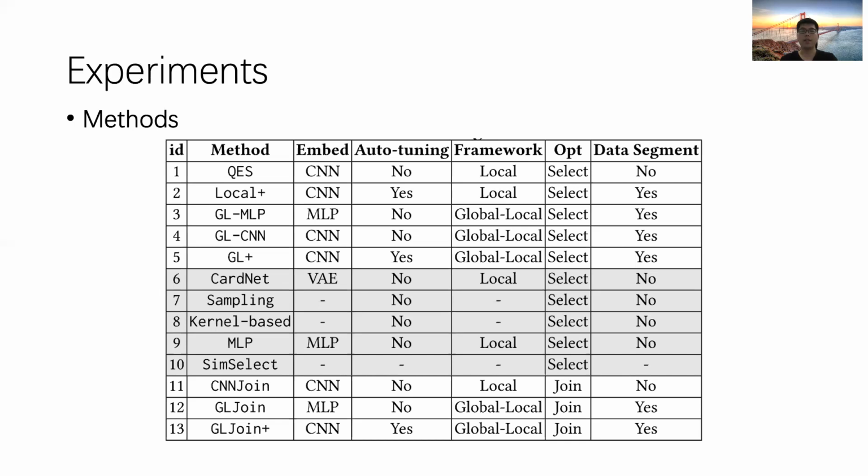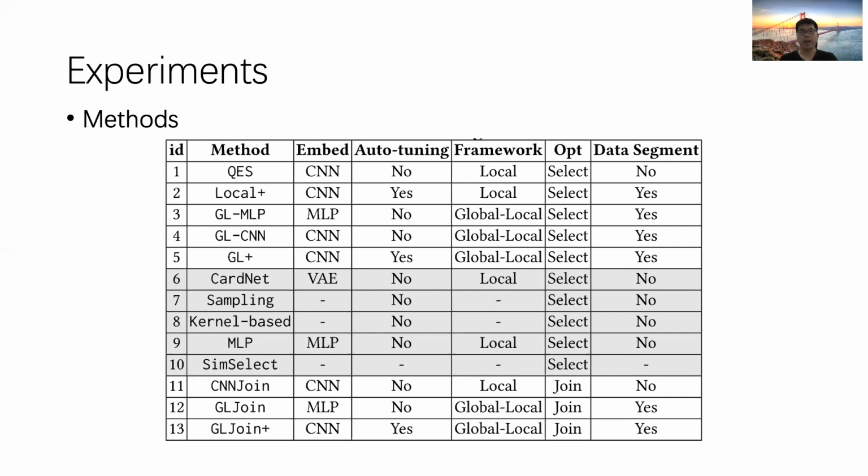In addition, the methods 2 to 4 use a penalty in global loss to avoid missing data segments with large cardinalities. Lines 11 to 13 are methods for similarity join. The convolutional neural network-based join uses a sum pooling for combining all segmented query embeddings, but does not use data segmentation. The global local join does not perform query segmentation, but adopts data segmentation.